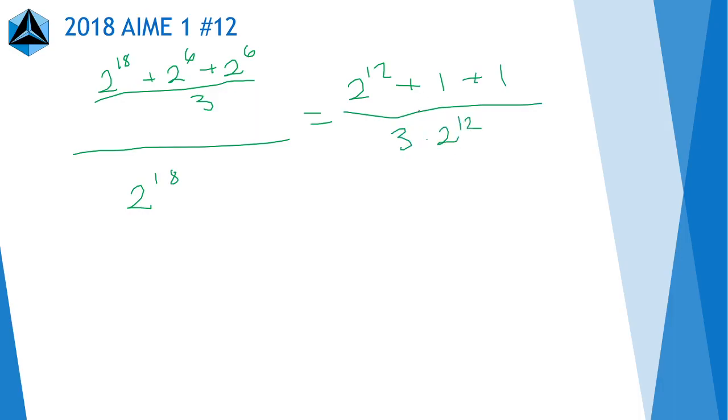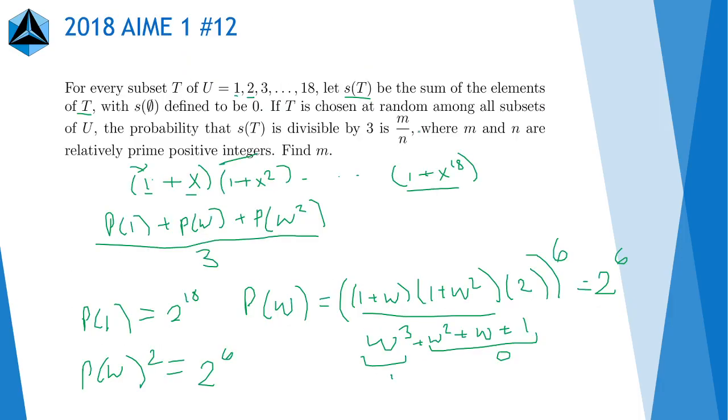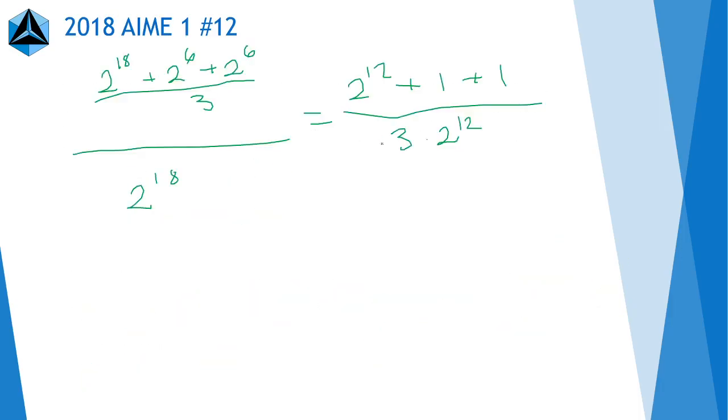So let's calculate that numerator, since the problem actually just asks for the numerator, m. 2 to the 12th is 4096, plus 1 plus 1 is 4098. So 4098 over 3 times 2 to the 12th. 4098 is actually divisible by 3. 4098 divided by 3 is equal to 1366, so we have 1366 over 2 to the 12th.